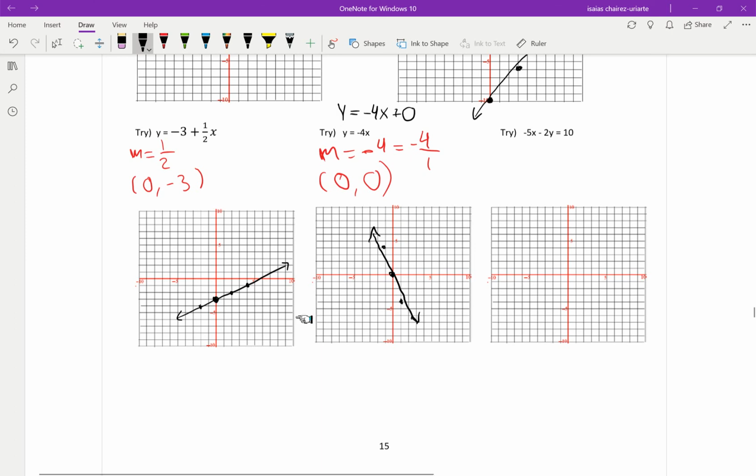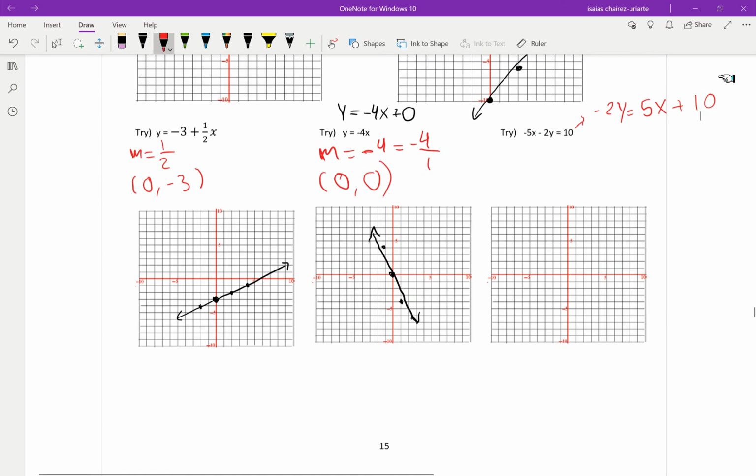All right, the next one. Let's think about this one. In this one, there's a little bit more work involved because we have to definitely solve for y first. So let's begin with that. Let's solve for y. So I'm going to say -2y is equal to 5x plus 10. See, what I did here is I added 5x to both sides, so 5x became positive.